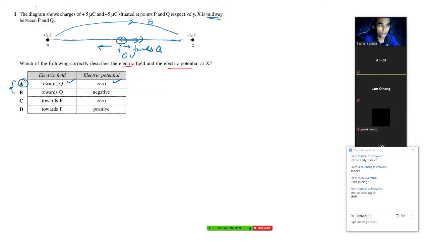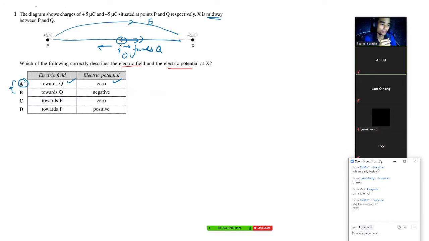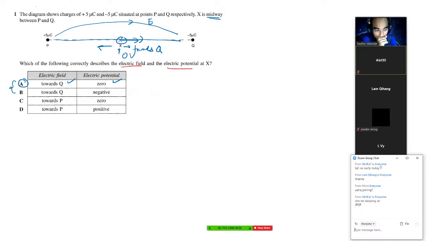Okay, how many of you got the correct answer for number one? Okay, only Abi, Kihang, Yukin. Okay, you got the correct answer for number one. The answer for number one is A. You got correct or wrong? Yeah, correct. Okay, so move to question number two.